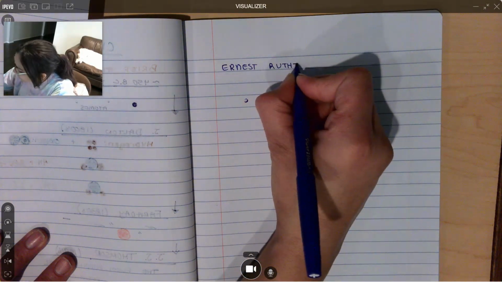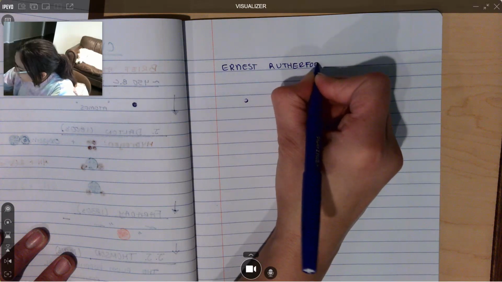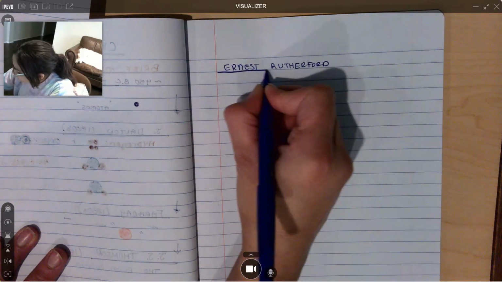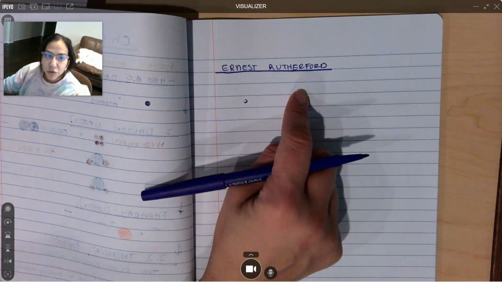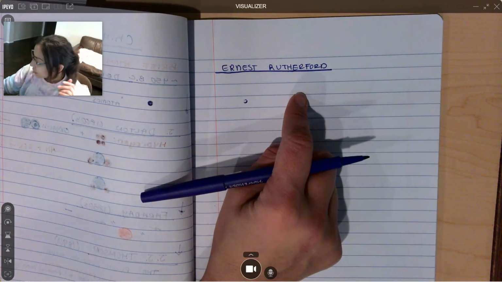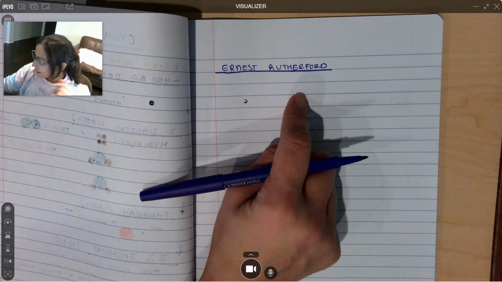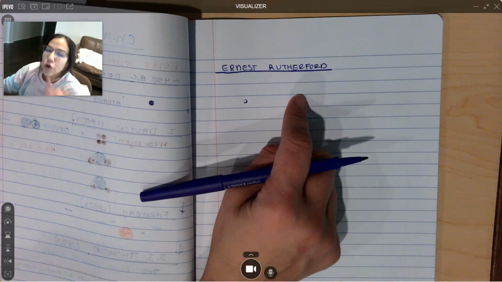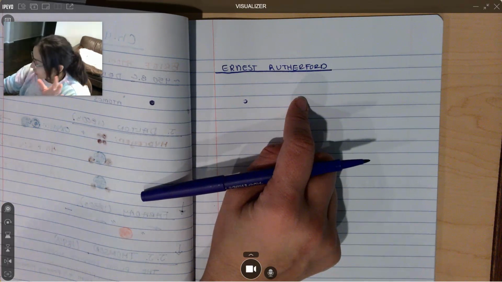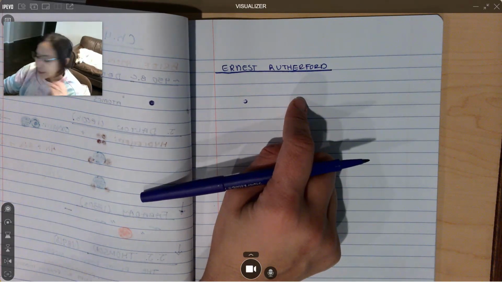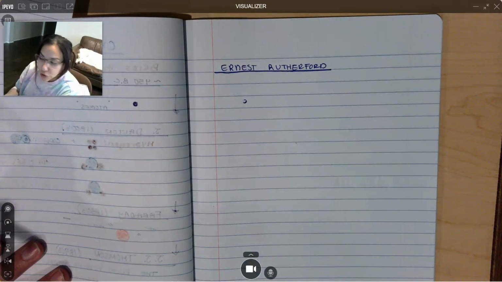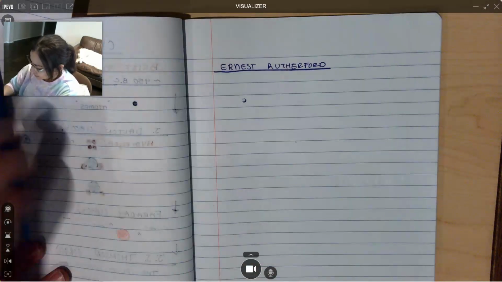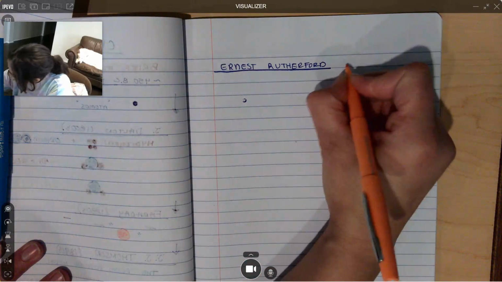I forgot to spell his name. Don't quote me on the spelling of his name. I'm pretty sure it's wrong. So Ernest Rutherford. His discovery was literally shortly after J.J. Thomson's plum pudding model, using the gold foil experiment.